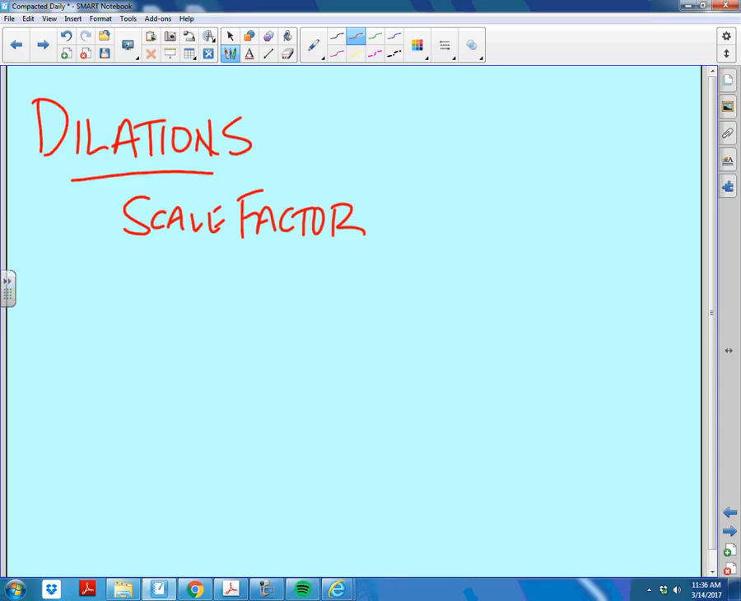Absolute value. You can't use 0. Well, yeah, because what would 0 do with it? Make it disappear, essentially. If you ever use a scale factor of 0, it would basically make the figure disappear because it would just go away.